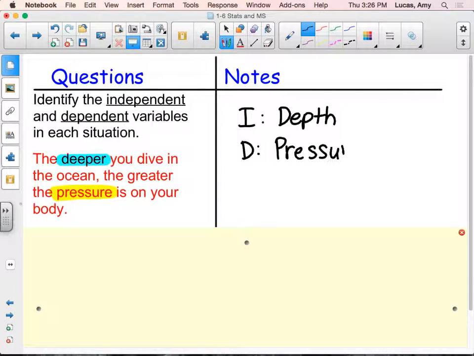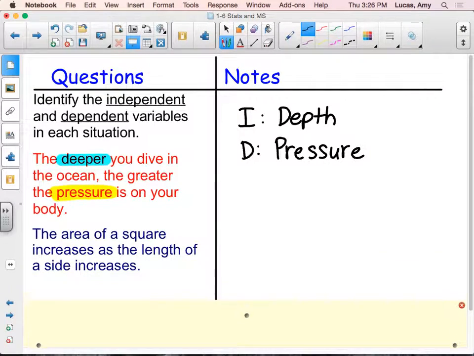So the pressure that you feel, so like if you ever dive down to the bottom of a pool and your ears, you start to feel that pressure in your ears, they hurt, feel kind of painful. Maybe you come back up and then they have to pop. So that pressure that you feel depends on how deep you dive down. So depth happens first, then the pressure.